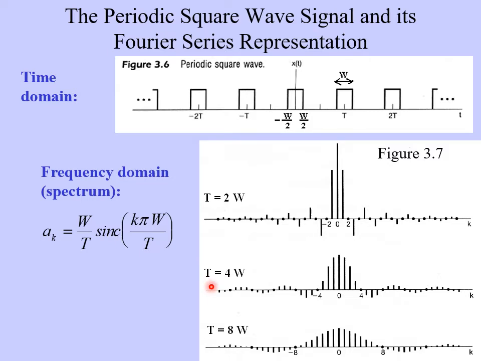Look what happens if we let the period T equal 4 times the width. What that means is we're spreading out these pulses farther and farther. And now we see a smoother kind of form of that sinc function. In fact, if we keep going and let the period equal 8 times the width, we get this result here. This is the frequency domain, or the spectrum, and obviously it depends on the ratio of the width and the period. This is the spectrum, or frequency domain version, of the periodic square wave. Each of these lines represents the Fourier coefficient at that particular value of k.